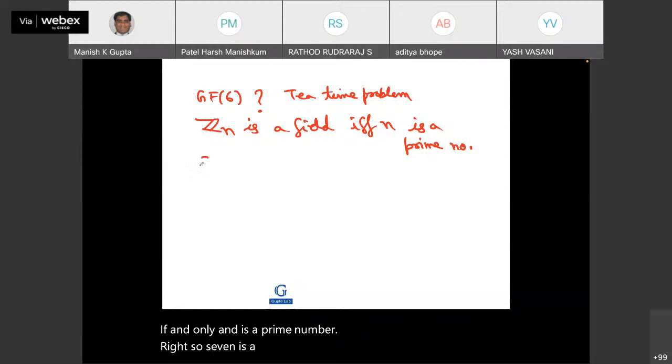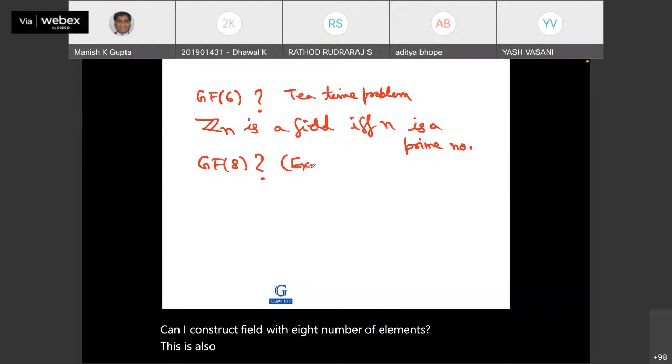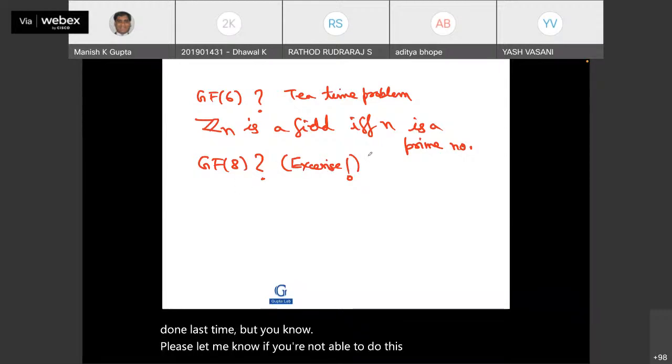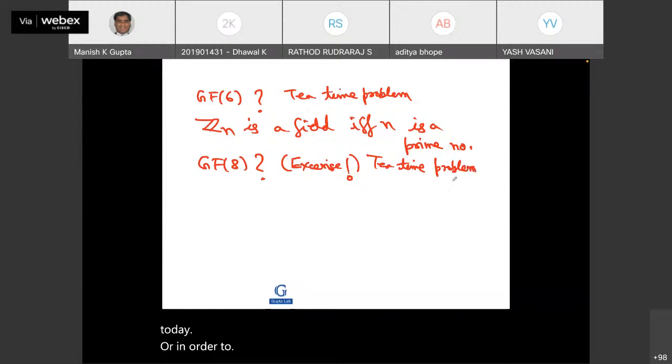What about 8? Can I construct a field with 8 elements? This is also an exercise. Please do let me know. I think you have done this last time, but please let me know if you're not able to do this. Okay. So this is also a tea-time problem. So I think you have to drink a lot of cups of tea today in order to enjoy the beauty of mathematics, right?